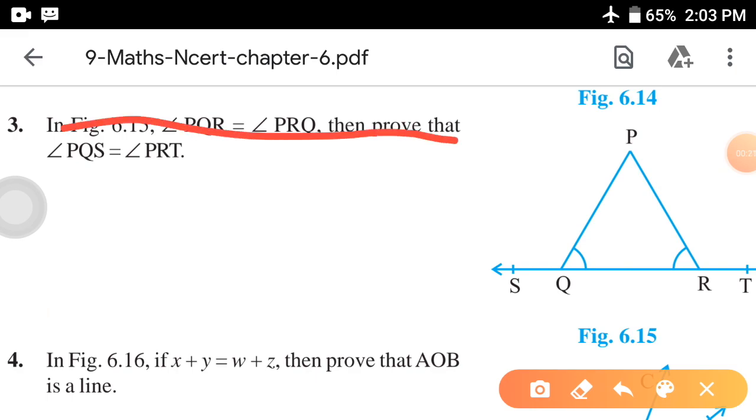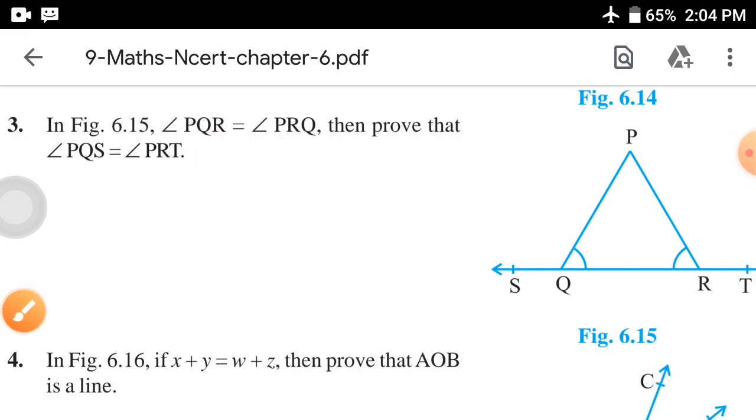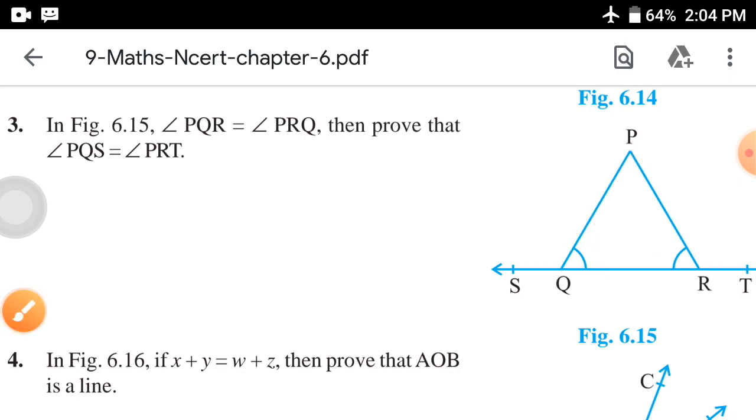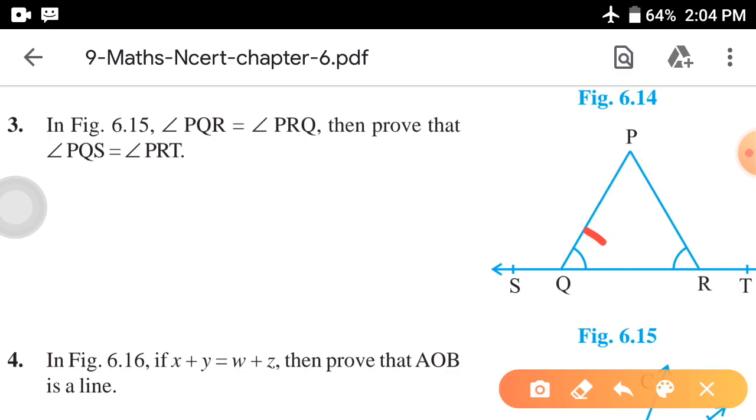In this question number 3, you can see that we have been given many things. One thing we have given is triangle PQR. You can see that this is angle PQR, and this angle is equal to angle PRQ. That means these two angles are equal to each other, and we have to prove that angle PQS is equal to angle PRT.